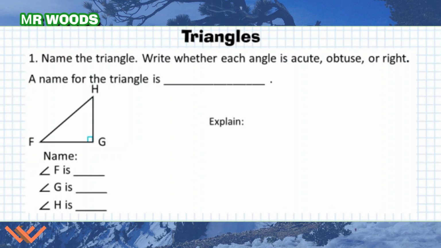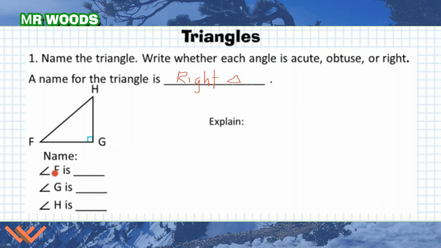So here, we're working with triangles. Number one, name the triangle. Write whether each angle is acute, obtuse, or right, and then the name for the triangle, and then we have to explain it. So let's take a look here. So we have this triangle, and I see right away that this is a right triangle. So I'm going to say right. Here we go, G-H-T, and then I'm going to put the triangle symbol.